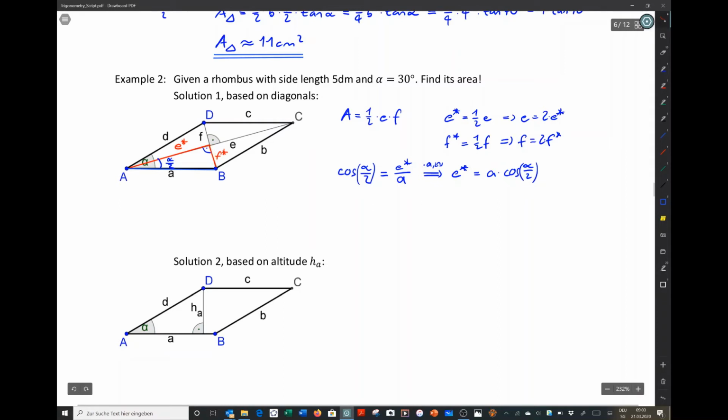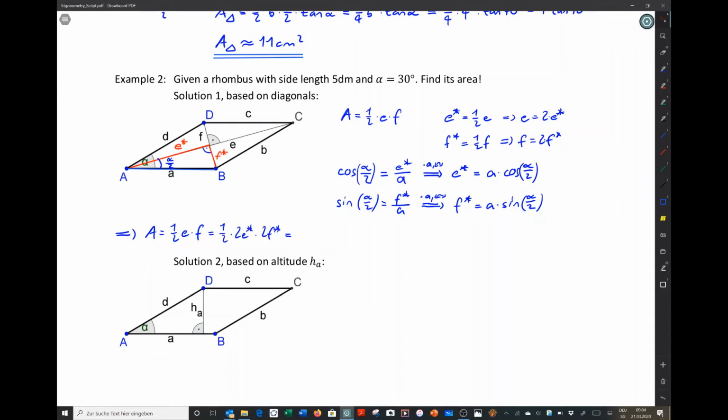Well, with respect to alpha half, f star is the opposite, a is still the hypotenuse, so we need the sine. We get that sine of alpha half is f star divided by a, and so solving it for f star, we get f star is a times sine of alpha half. Now inserting this into the formula for the area, 1/2 times e times f, we get 1/2 times 2 e stars times 2 f stars, since e is 2 e star and f is 2 f star.